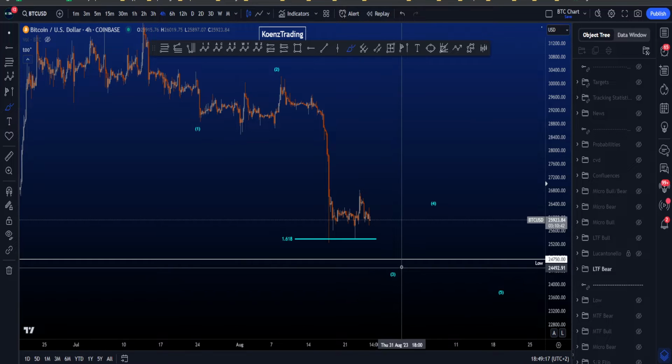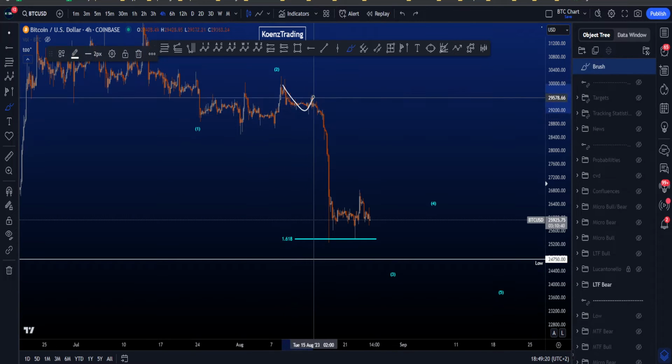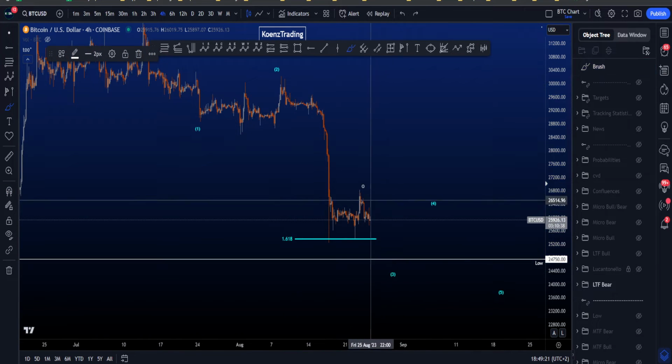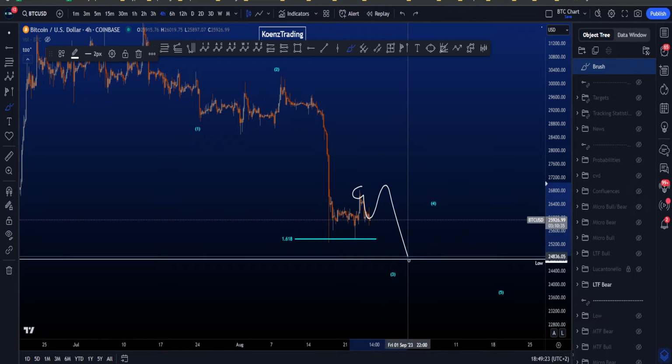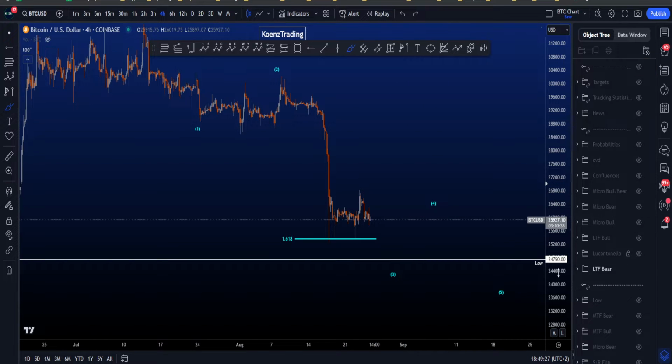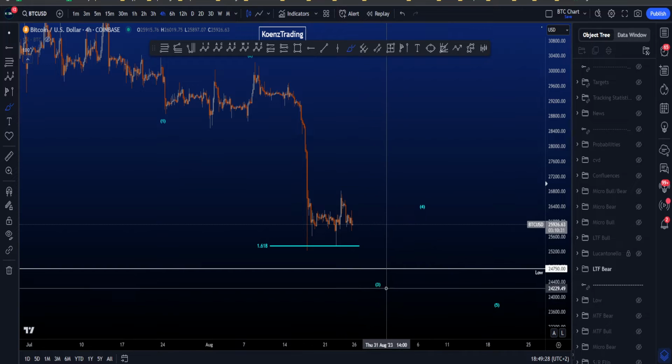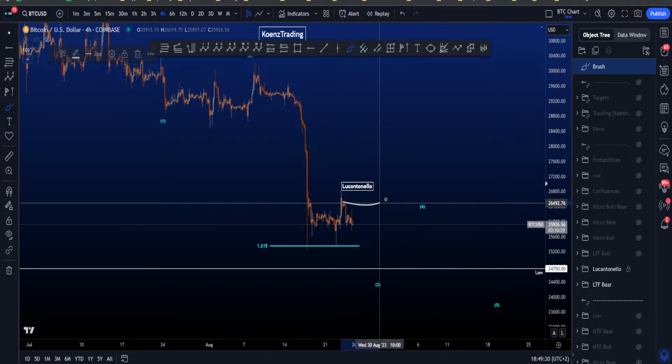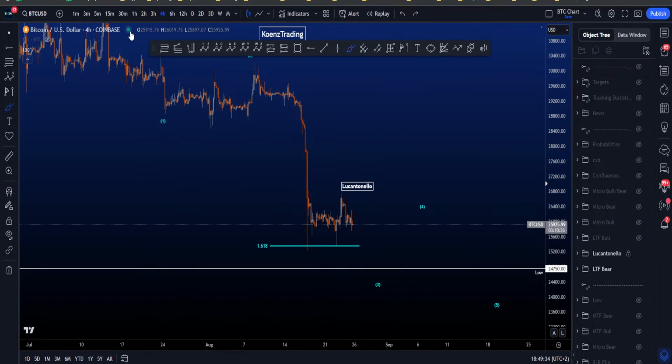Now in this scenario we are then working on wave 3 and a potential 1, 2, 3, sideways 4, 5, either already in or another move up and then down. That's something I'll discuss in the micro scenario. But what I think is interesting is the chart that Lucantonello shared in Discord.